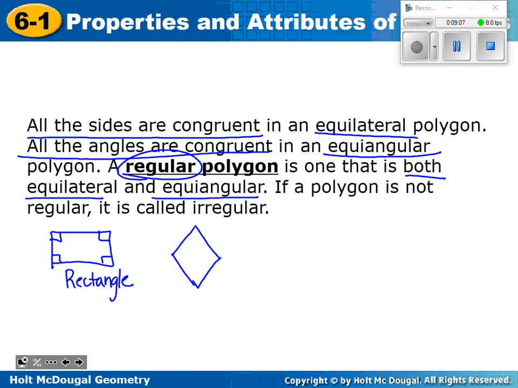And then the joke for the day. Why was the student late to school? He was on the rhombus.